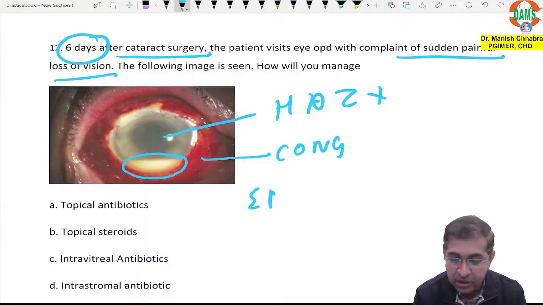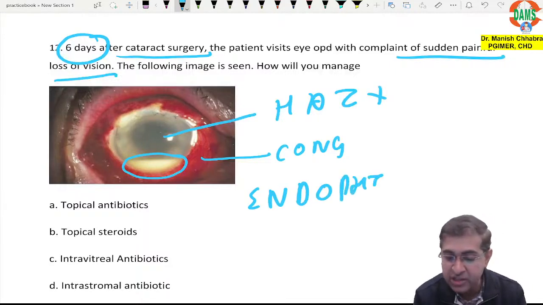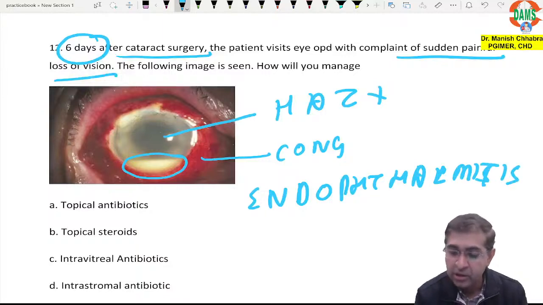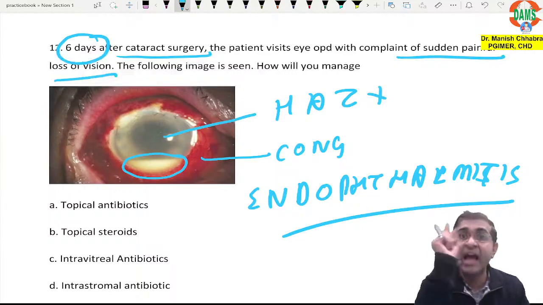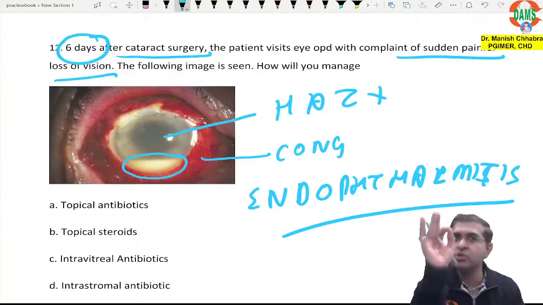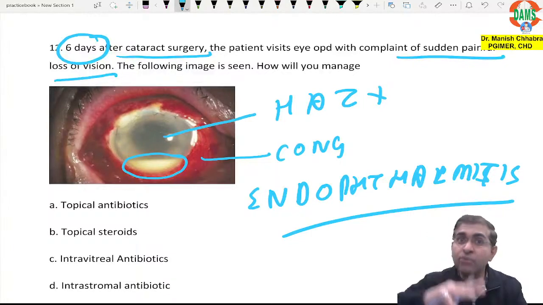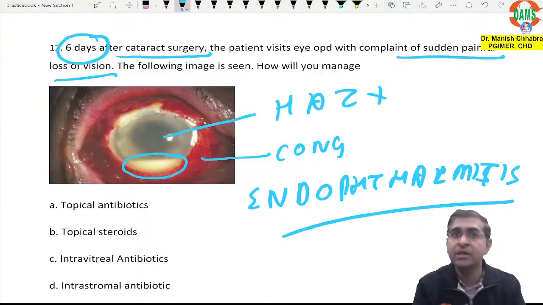The diagnosis is endophthalmitis. Can you tell me the most common organism causing early post-operative endophthalmitis? It is Staph epidermidis. If that is not in the options, go for Staph aureus. If I talk about late post-op endophthalmitis, the organism is Propionibacterium acnes.